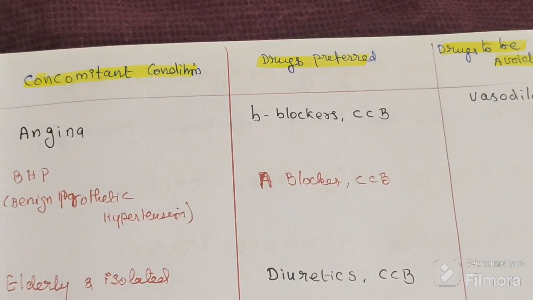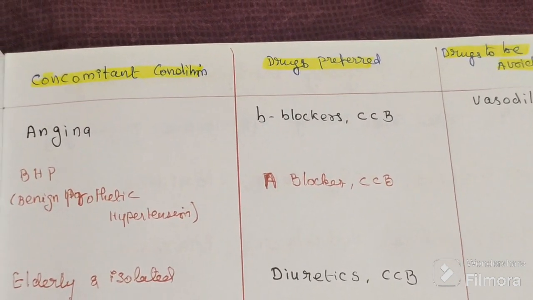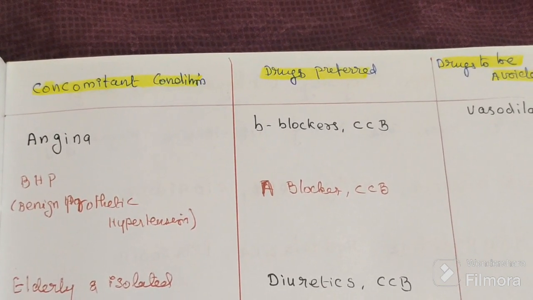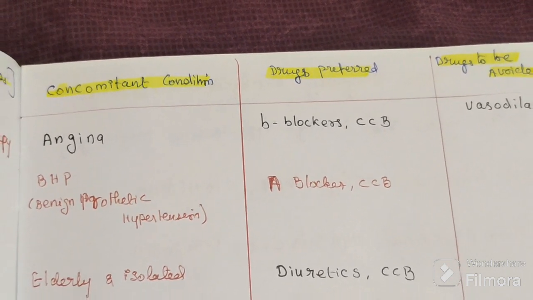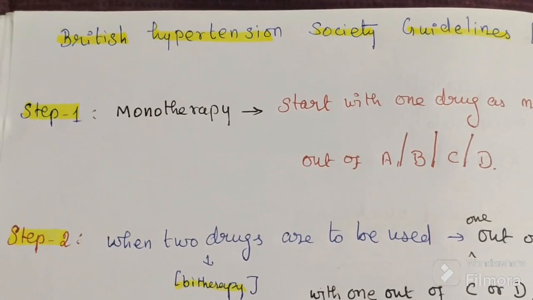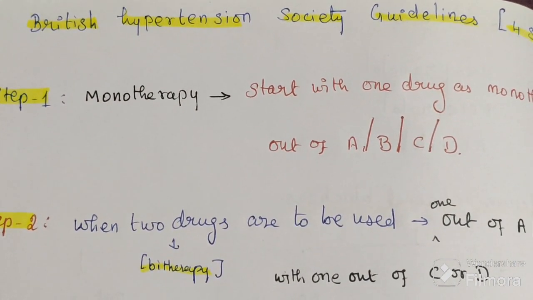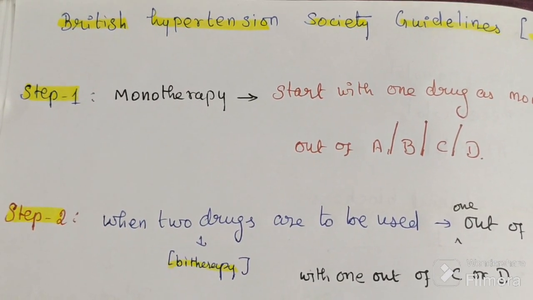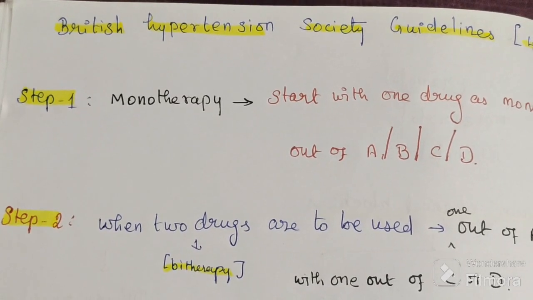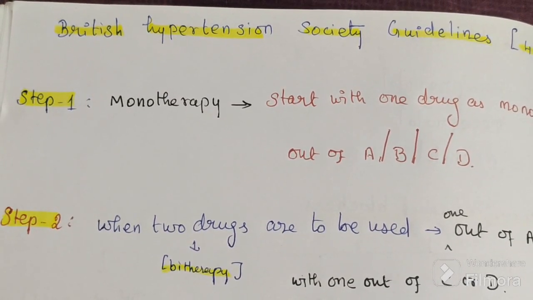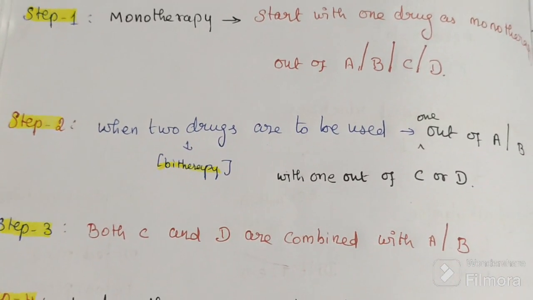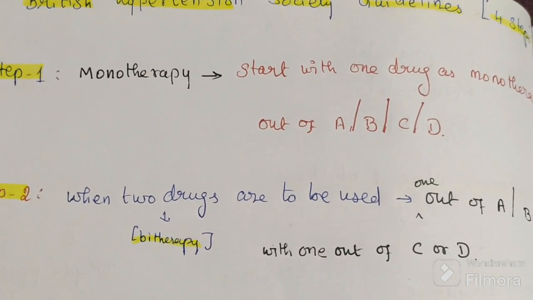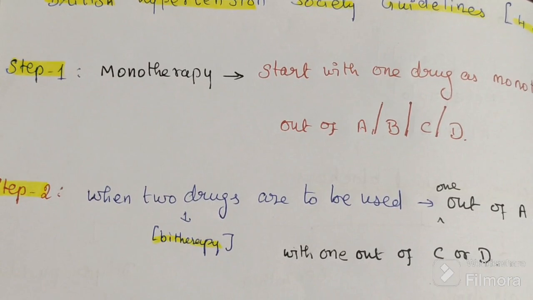If the blood pressure is controlled, it is good. If it is not controlled, increase the dose. If it is still not controlled, start bitherapy. We give 2 drugs: out of A or B, start one of them, and out of C or D, start one of them. So the doctor can choose out of A or B, and out of C or D. So we have various combinations. Bitherapy means two drugs together.